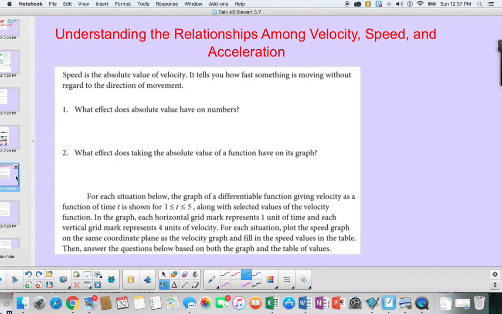Now let's discuss the relationship among velocity, speed, and acceleration. What effect does an absolute value have? It means that anything you put in, you'll always get a positive out. What effect does the absolute value have on a function and its graph? Let's take a look at that. All the output has to be positive. So here's a function, let's say y equal to f of t. Now, the absolute value would look something like this, where all values that were negative are now positive. So we have a partial reflection going on there.